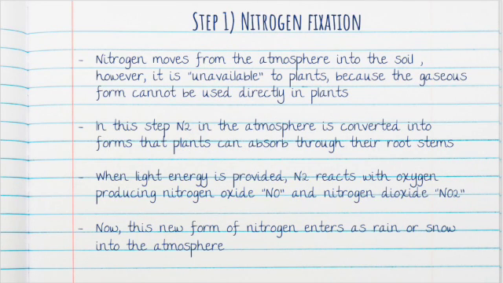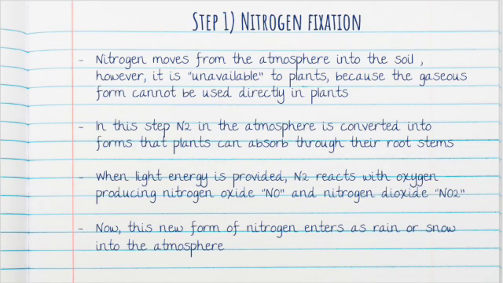Step 1. Nitrogen fixation. Nitrogen moves from the atmosphere into the soil. However, it is unavailable to plants because the gaseous form cannot be used directly by plants. In this step, N2 in the atmosphere is converted into forms that plants can absorb through their roots. When light energy is provided, N2 reacts with oxygen, producing nitrogen oxide, or NO, and nitrogen dioxide, NO2.